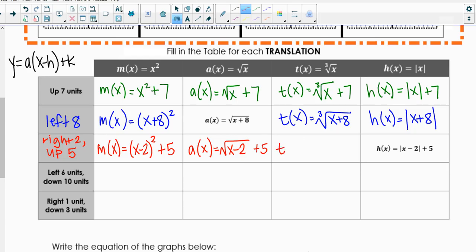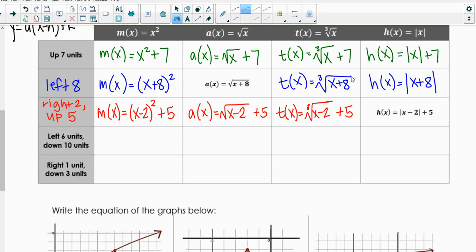Here for t of x, you would have the cubed root of x minus 2. Again, I'm going to extend that radical because I'm not sure. Plus 5. The other thing, you guys, don't forget that cubed root. If you mean a cubed root, I need to see the 3 there. Okay.